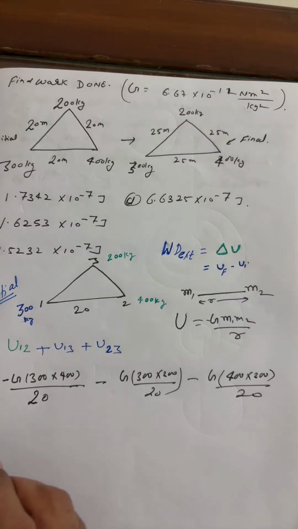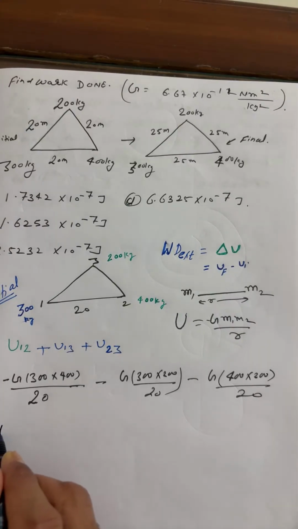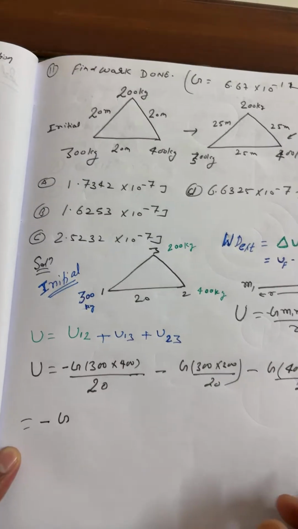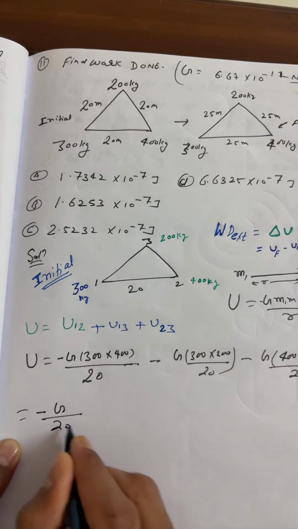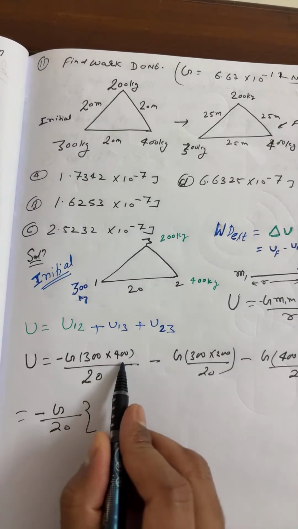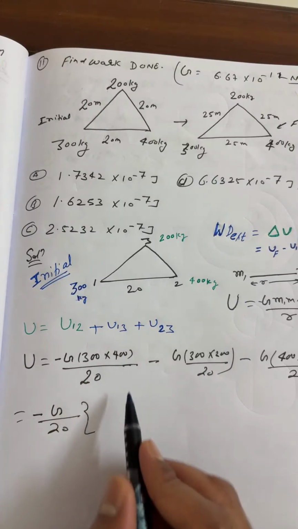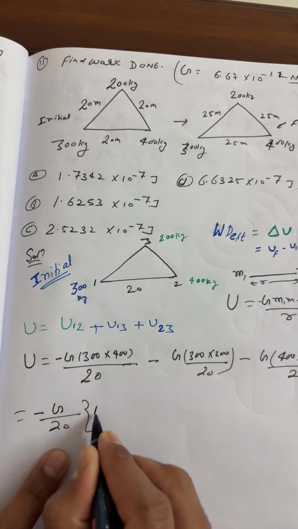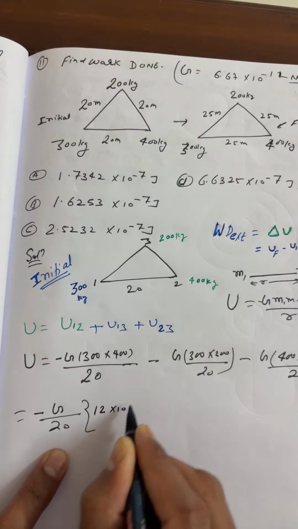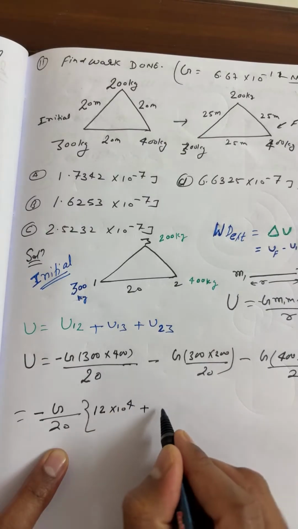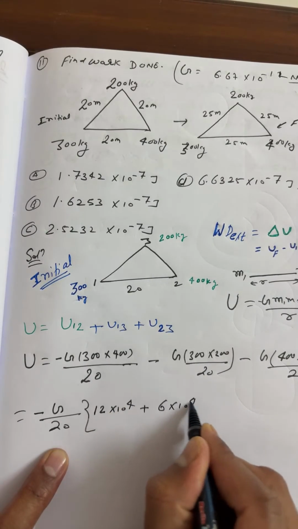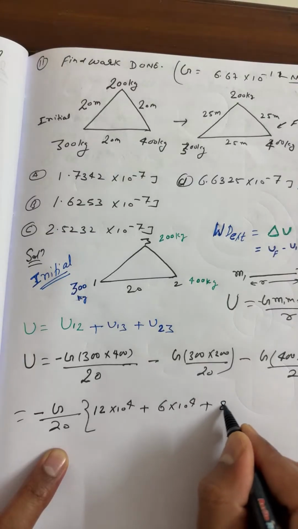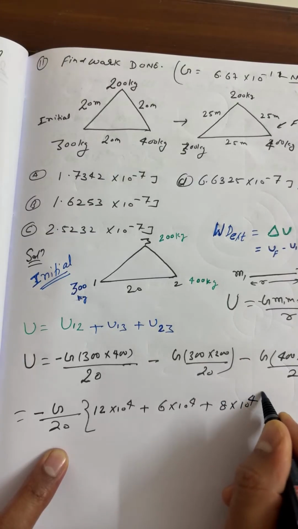You can take minus G by 20 common here. This is 300 plus, this is 1200, so 12 into 10 to the power 4, plus 6 into 10 to the power 4, plus 8 into 10 to the power 4.